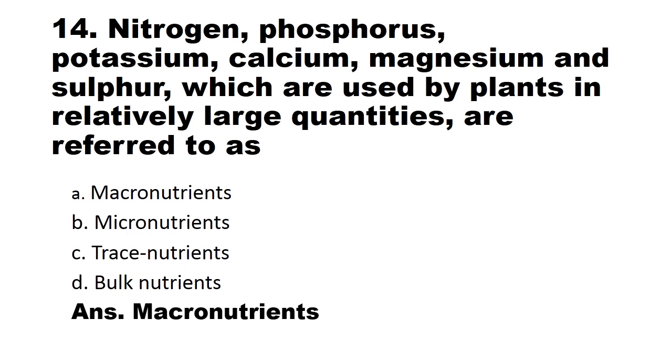All these are macronutrients. Macronutrients are also divided in two parts: primary and secondary nutrients. Primary nutrients are N, P and K, and secondary nutrients are calcium, magnesium and sulfur. These are known as secondary nutrients.